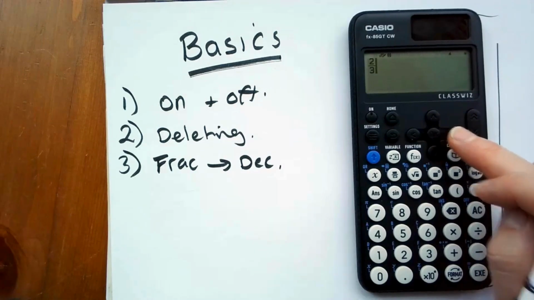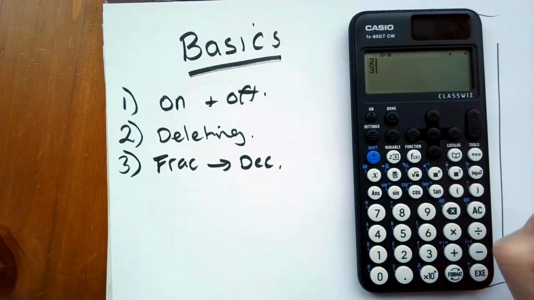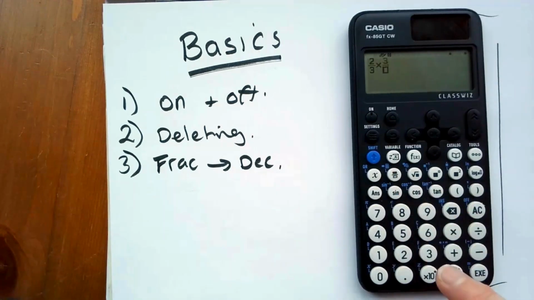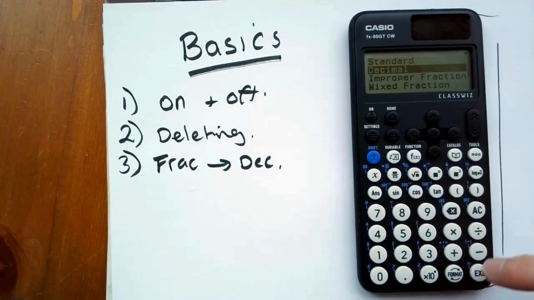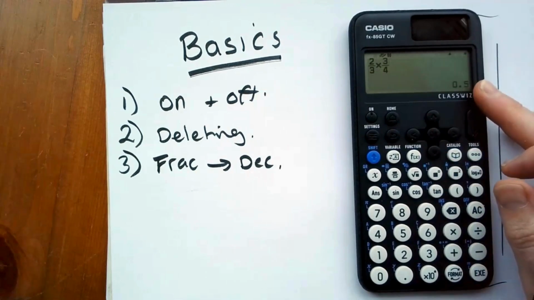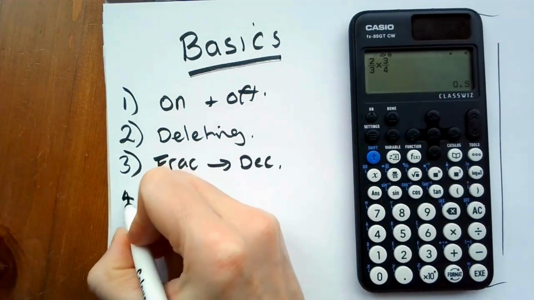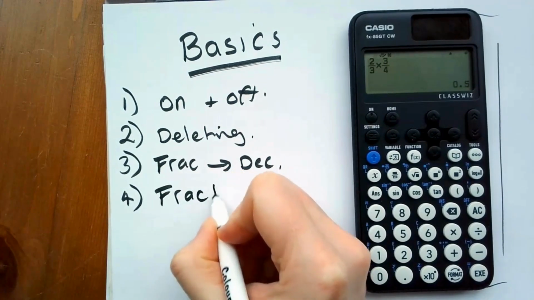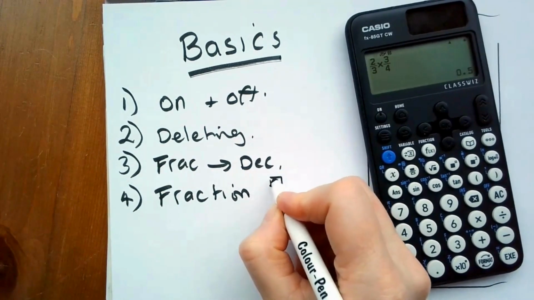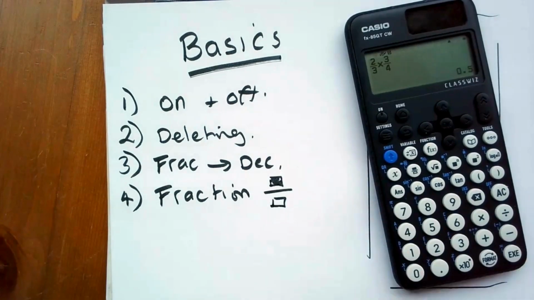We press the right arrow here, and then we press times, and then we start doing another fraction, which is going to be 3/4. So we can multiply fractions and get our answer like that. Now if we don't want it as a fraction answer, then remember we go into format, we press decimal, and it will give us the decimal equivalent to that as well. Right, so that is how we put in a fraction using the button that looks like that.